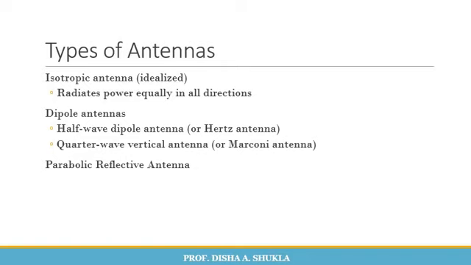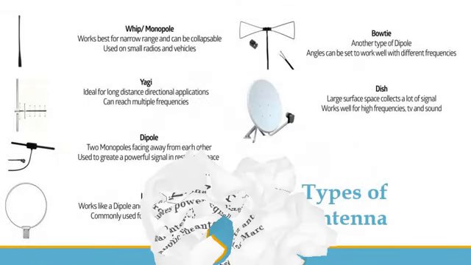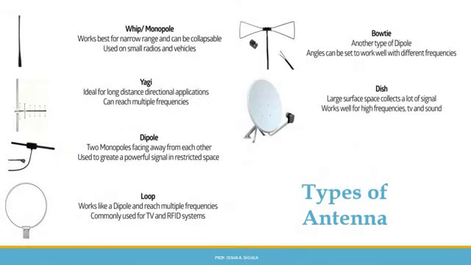The next is the dipole antenna. There you have two types, that is the half wave dipole antenna or the quarter wave vertical antenna, and the last one is the parabolic reflective antenna. This can be clearer when you go through the figure. The first is the whip or the monopole. It works best for a narrow range and can be collapsible. These are mainly used on small radios and vehicles.